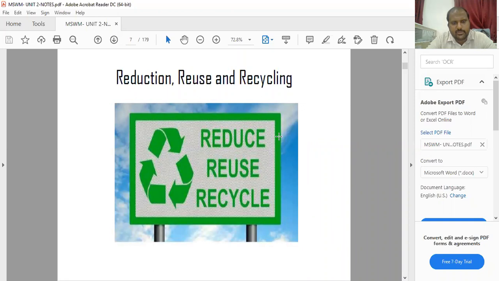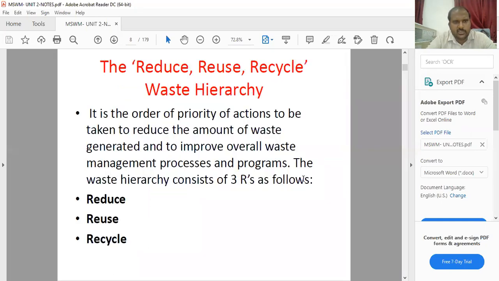There are three types of work here. The first one is reduction, reuse, and recycling. In that, we have seen the 7R type in the market, but we are going to see the 3R concept. The 3R concept: the first one is reduce, reuse, and recycle.